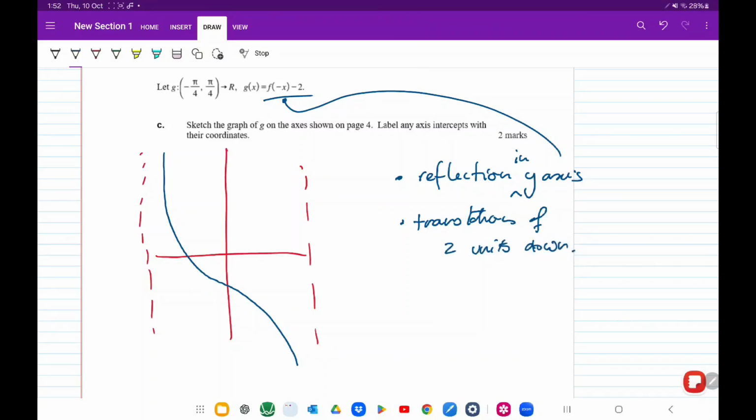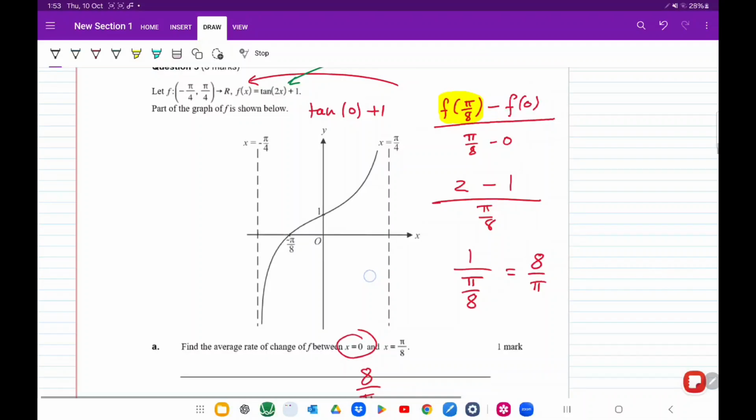Okay, so let's try that out. Let's try with this blue graph. What would happen if we reflect this on the y-axis? If we reflect it on the y-axis, there would be a... sorry about that. This graph that I've drawn is incorrect. We want to draw that graph.